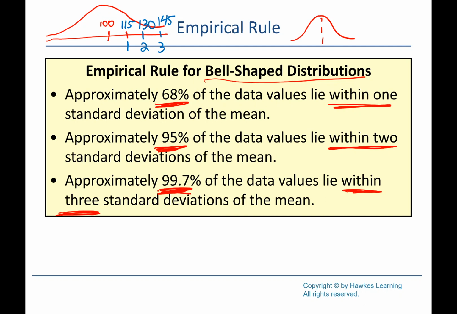Here, 99.7%, we've got 100% total, so that would mean there's 0.3% here and on the extreme over here. So just on this side, that would be 0.15%. There's only a 0.15% chance that somebody's going to have an IQ greater than 145. It's real unusual. So that's one way we can use the empirical rule.